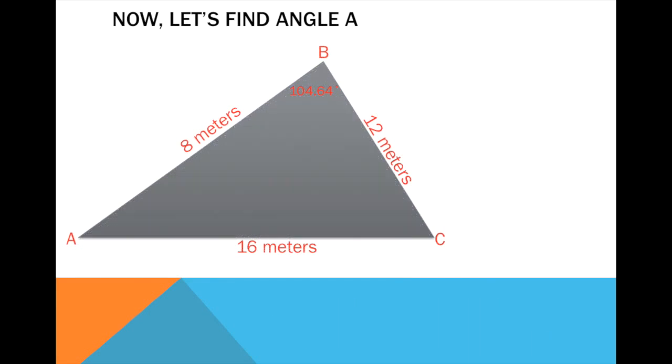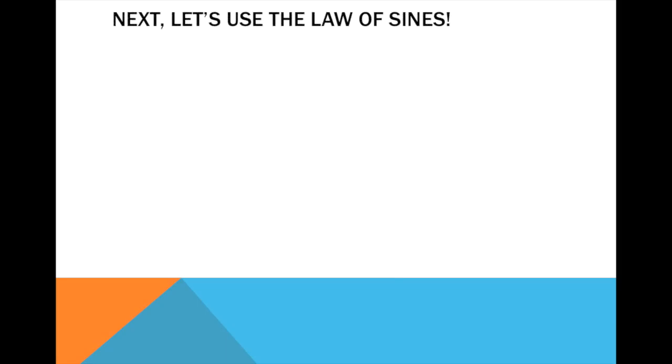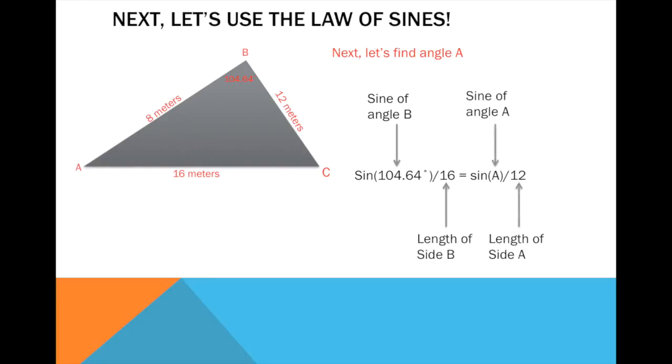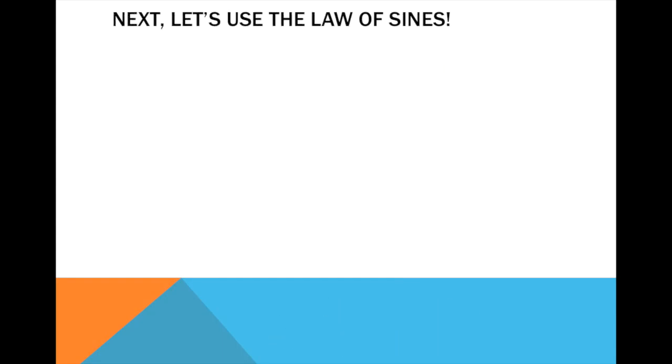Okay, so now that we found angle B, time to find angle A. To do this, we're going to have to use the law of sines. I hope you all know what that is. In order to find angle A, we take the sine of B, which we know, over the corresponding side, equals the sine of A over that corresponding side, 12, which we know because it's a side-side-side triangle that we were given. And there's another look at the law of sines.